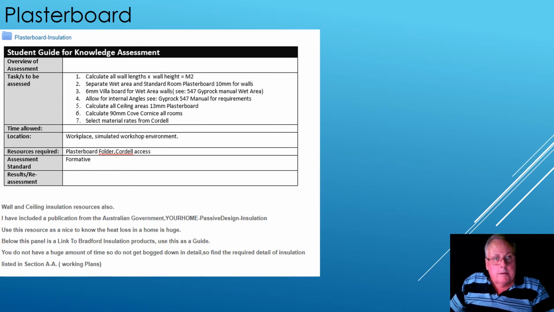Plasterboard. This is a really go-to material for the last 30 or 40 years for internal walls of homes, and this specification for this home is to have plasterboard right through the entire house. And so the 7 steps that we need to look at here is, first of all, calculate all the wall lengths by the wall height, which will give us our square meter area. Separate wet area and standard room plasterboard: 10mm for walls, 6mm Villa Board for wet area.